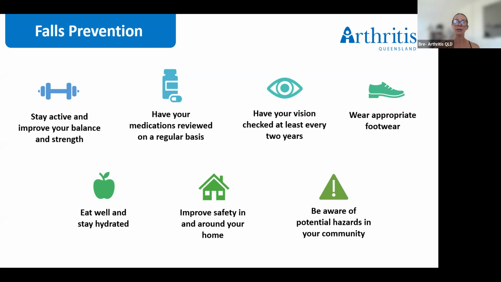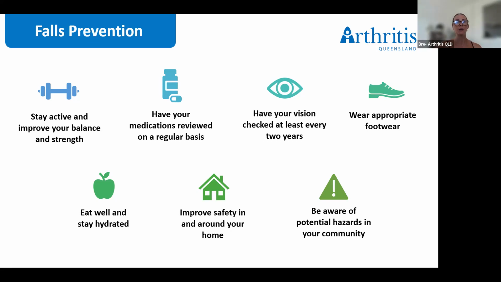Make sure you eat well and stay hydrated, as dehydration can lead to dizziness, which can impair your ability to walk. And make sure you improve the safety in and around your home. You can actually get an occupational therapist to come visit your house, and they can do an assessment. They can also provide some suggestions on assistive devices in and around your home for you to be able to get around nice and easily.